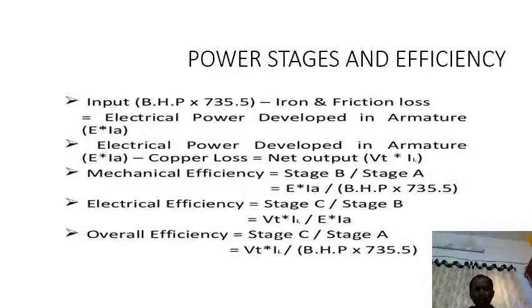Overall, how do we calculate the overall efficiency of the generator? That is C by A, stage C by stage A. What is stage C? Electrical output power. What is stage A? Mechanical power. So C by A is VT into IL by BHP into 735.5. So these are the mechanical efficiency, electrical efficiency, and overall efficiency we have to calculate from the power stage diagram of the DC generator.